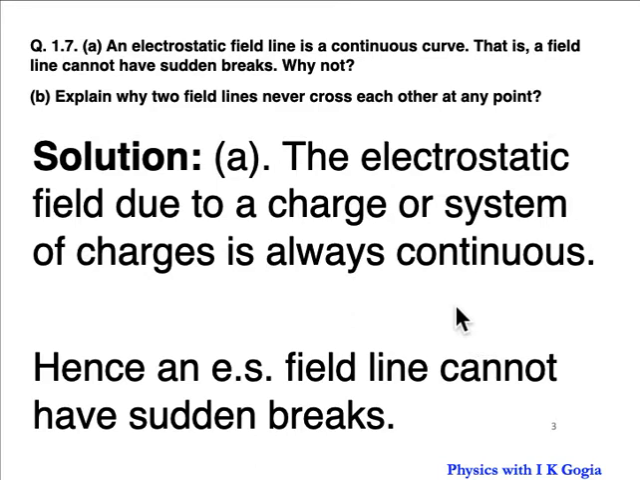For solution to this question, you need to understand the electric field term clearly. The electric field in a region is found or determined by the path of a free small positive test charge left in that field. The point charge will never stop abruptly. Hence, the field due to a charge or a system of charges in a region is always continuous, and the field line representing the field therefore cannot have a sudden break.